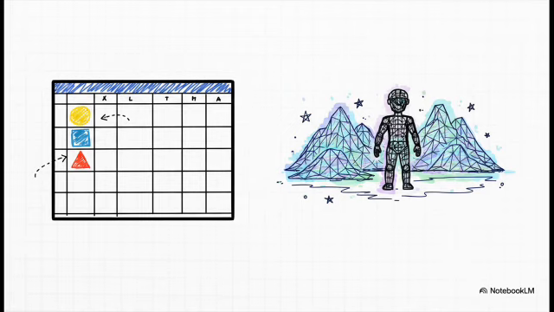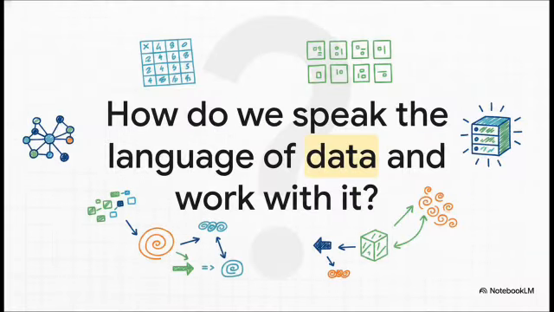I mean, think about it. The modern world literally runs on data. Everything from your school grades to the incredible graphics in your favorite video game, it's all just information. But that data needs a way to be organized to be useful, right? So that brings up a really big question. How do we actually speak the language of data? How do we work with all of it, all at once?